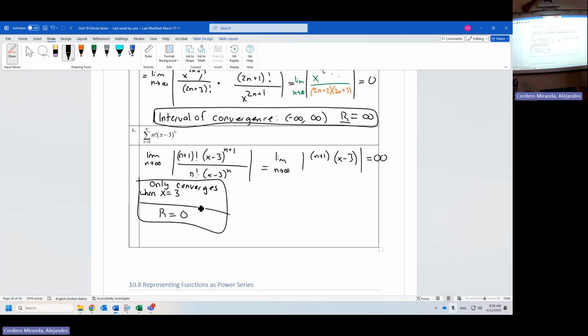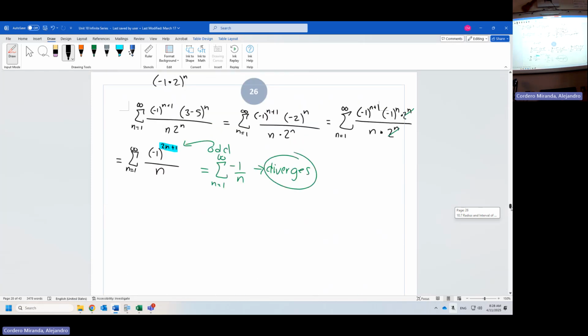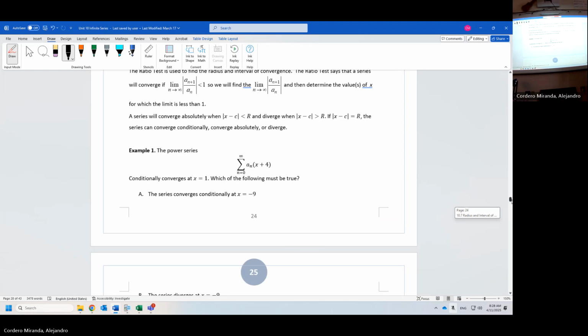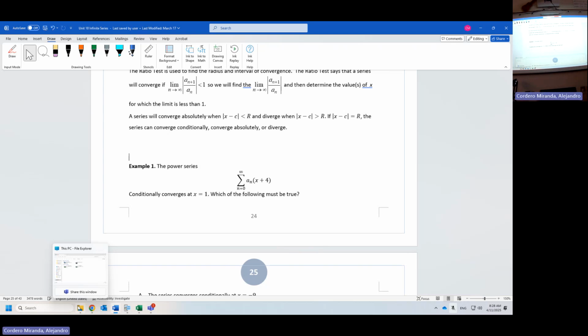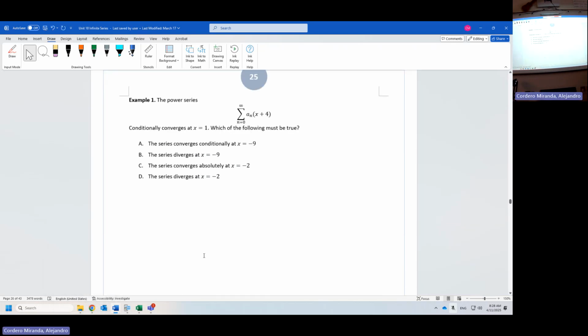But remember, we skipped problem 1. So go back to problem 1 with me. Mine is funky, so let me give myself some space. All right, and it's just a multiple choice one. It says here the sum conditionally converges at x equals 1. So which of the following must be true?